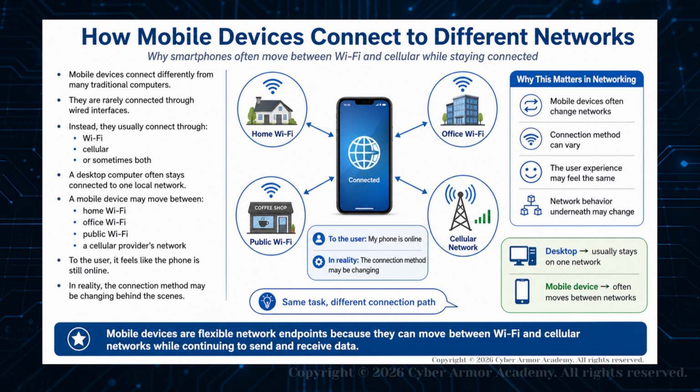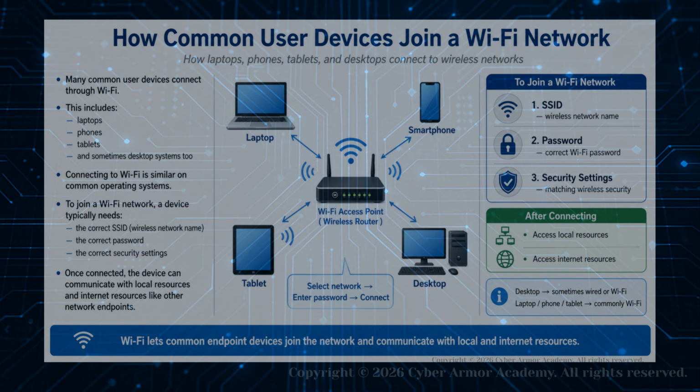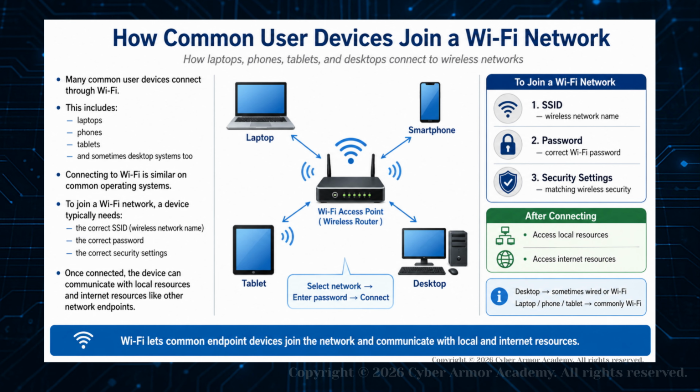That means mobile devices are often changing the network they're using even while the person using them feels like they are doing the same task. To the user, it just feels like my phone is online. But underneath that, the connection method may be changing. A lot of common user devices connect through Wi-Fi. That includes laptops, phones, tablets, and sometimes desktop systems too.